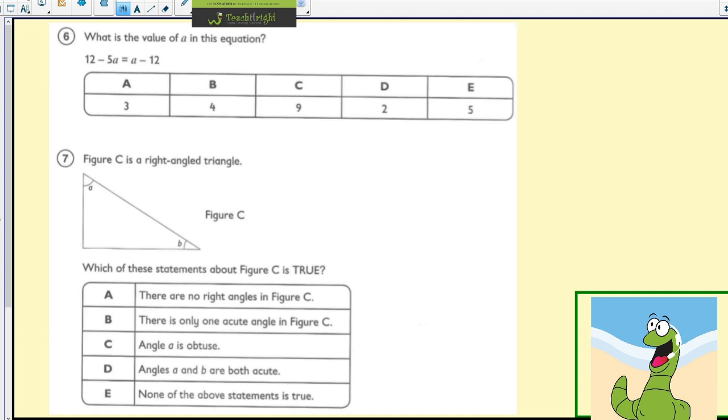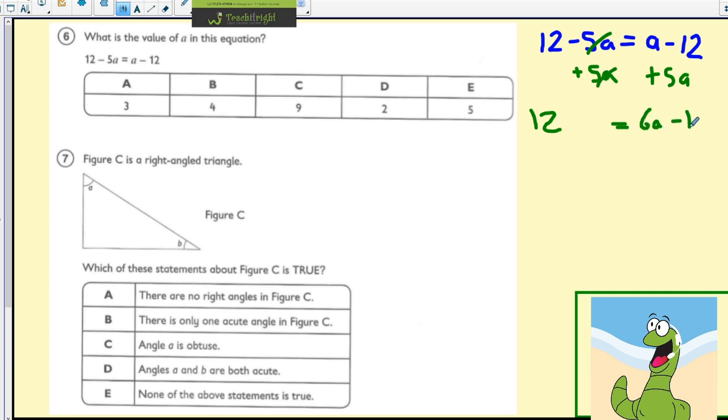Right, number 6. What is the value of A? So let's write it out. First step, my rule with this is always to move the smallest value of A onto one side. In this case, it's the -5, so I want to move that and get rid of it. I'm going to add 5A to both sides. And that's going to result in 12, these cancel out, being equal to 6A minus 12.